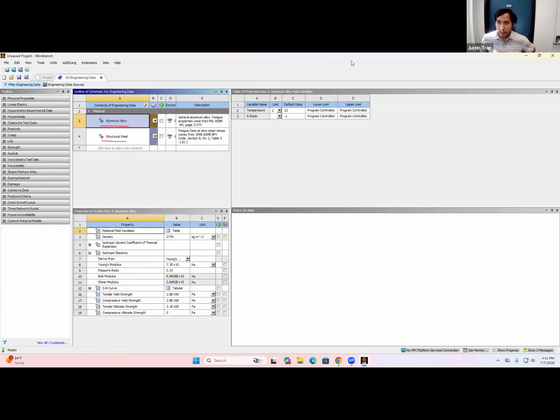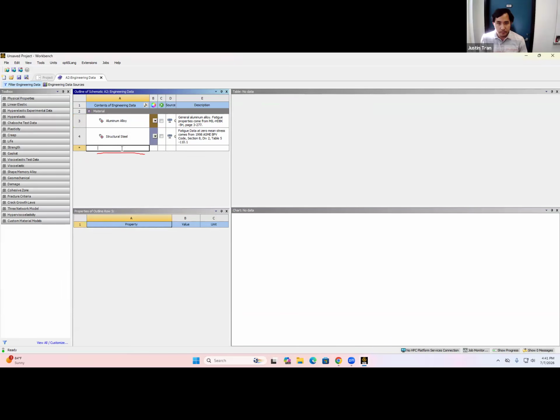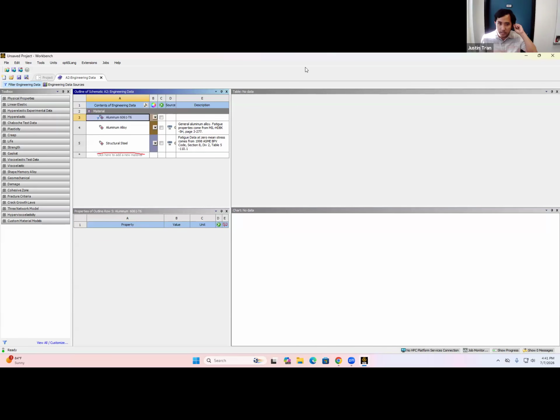Okay. So to add a custom material, we're going to click here. And so if you click on this empty box underneath structural steel, you'll see the text there reads, click here to add a new material. Okay, so let's go ahead and click on that. It's going to allow us to add a name for this material. So let me call this aluminum. And in particular, we are aluminum 6061 T6. Okay. Doesn't really matter what you name it, as long as the name is distinct. So don't call it aluminum alloy because we already have that name taken.